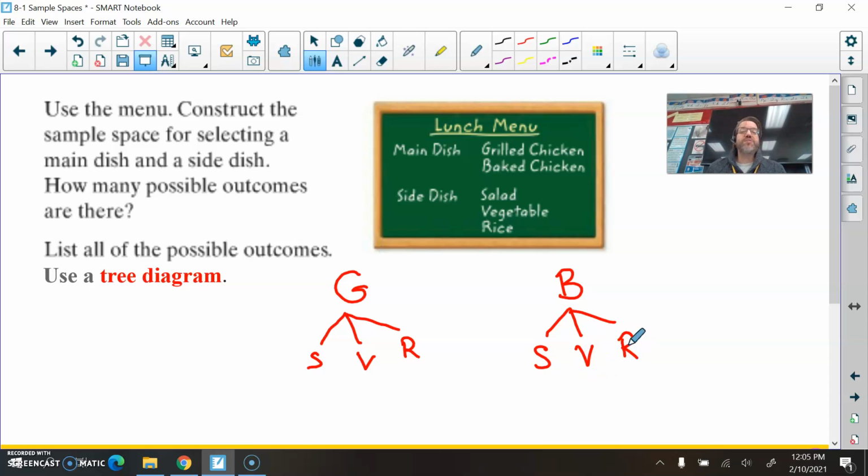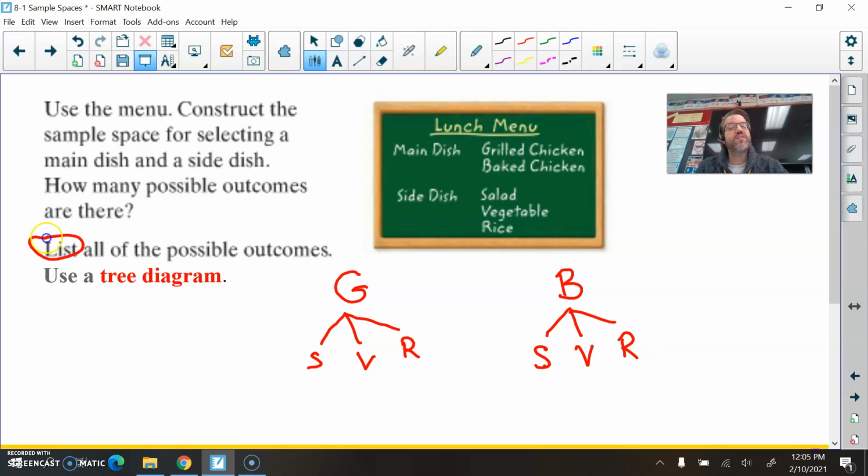Okay? So this is what's known as a tree diagram right here. This is a tree diagram, and it does show all of the possible outcomes. We have 6 possible outcomes. See, we have 1, 2, 3 here. We have 1, 2, 3 here. That's 6 possible outcomes total.